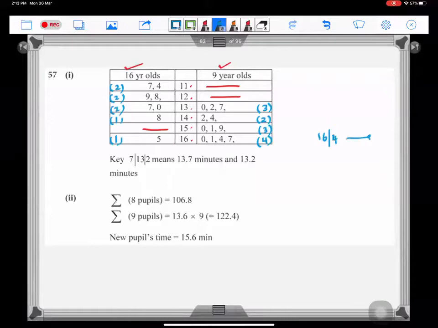16/4 means 16.4. This is for the 9-year-old. And for the 16-year-old, I can write 14, 8/14, because it's written like this, but read it the other way. 8/14 means 14.8. And what else is it asking?